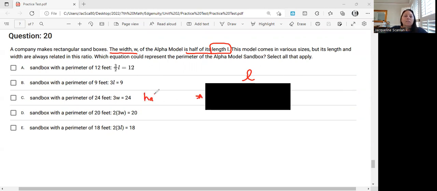Half of the length L. Half looks like 1/2. Of means to multiply. So the expression that represents the width is 1/2 L. Okay, so I'm going to write that in over here.